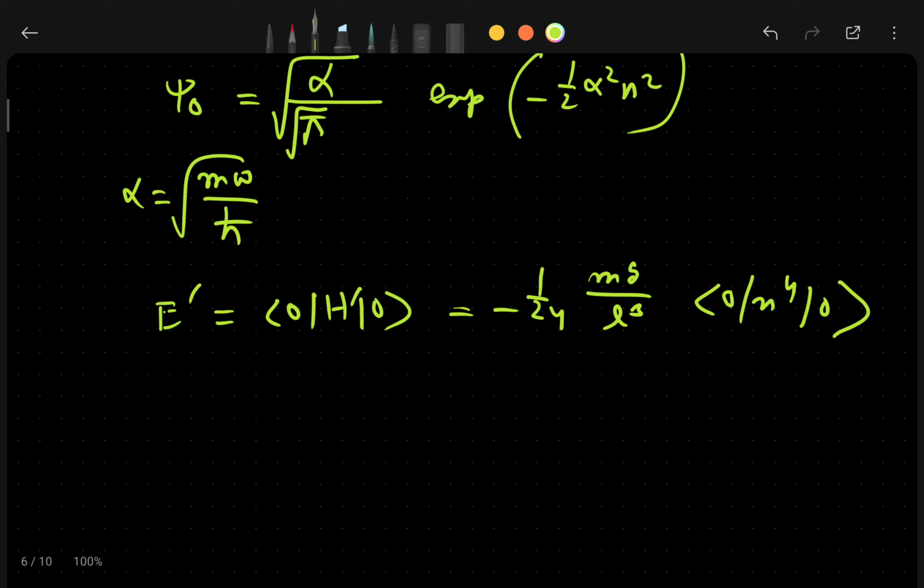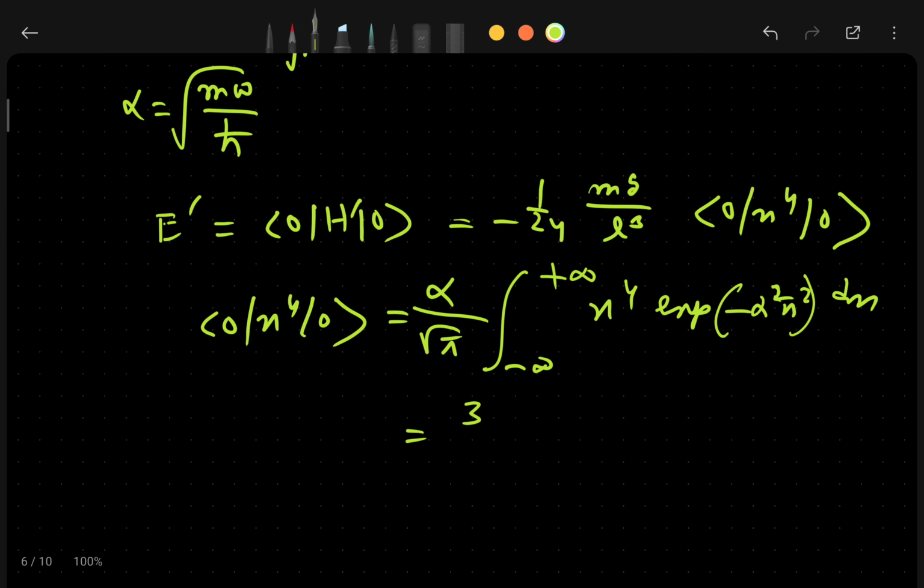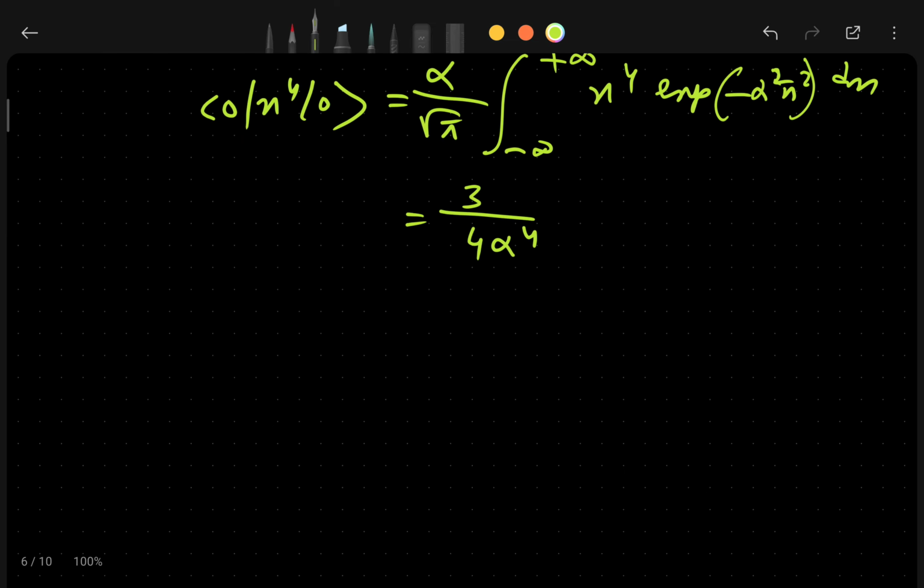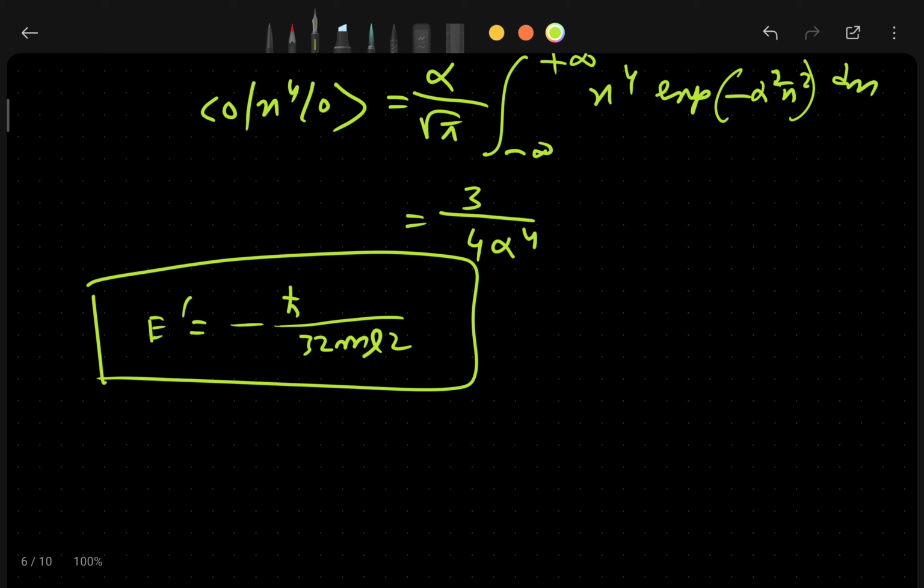So E prime will be: <0|x to the power 4|0> equal to alpha divided by root pi, integral from minus infinity to plus infinity of x to the power 4 exp minus alpha squared x squared dx, equal to 3 divided by 4 alpha to the power 4. So E prime equal to minus h bar squared divided by 32 m l squared, where alpha is root of m omega divided by h bar.